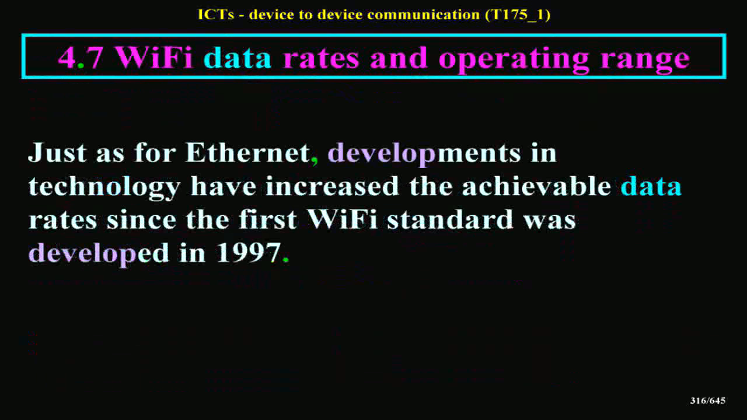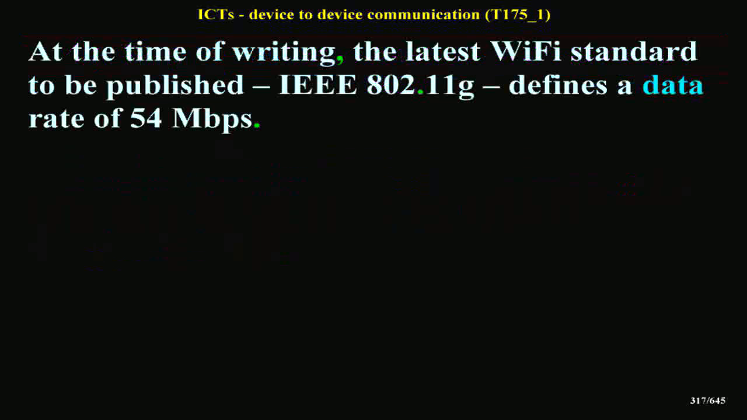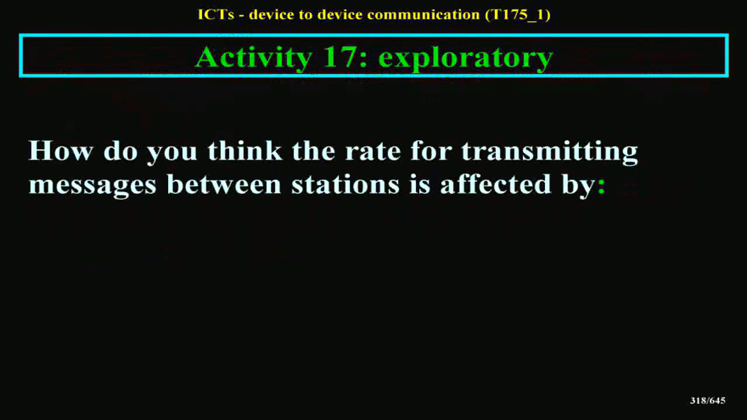7. Wi-Fi data rates and operating range. Just as for Ethernet, developments in technology have increased the achievable data rates since the first Wi-Fi standard was developed in 1997. At the time of writing, the latest Wi-Fi standard to be published, IEEE 802.11g, defines a data rate of 54 Mbps.